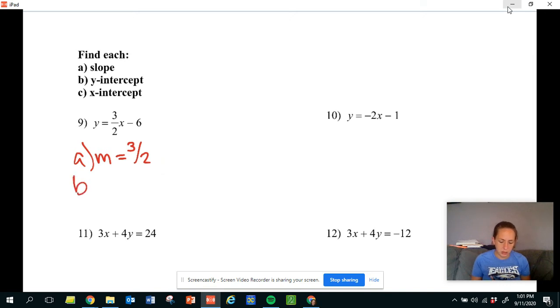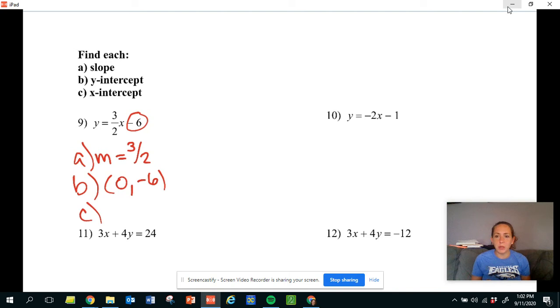For b, my y-intercept would be when I plug in 0 for x. So in this case, that would give me negative 6. So it's the point 0, negative 6. And then for c, I will have to solve.